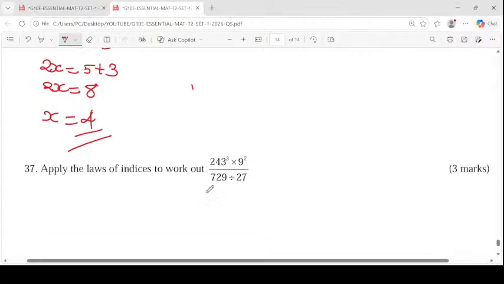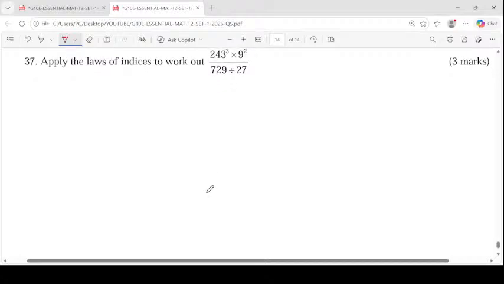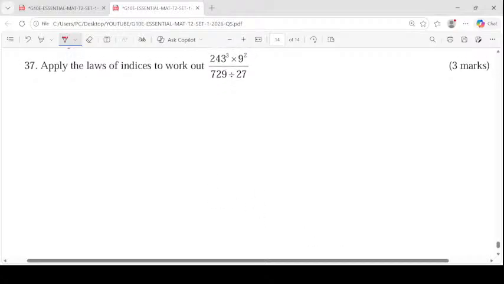Question 37. The last question of our discussion, ladies and gentlemen. Apply the laws of indices to work out 243 power 3 times 9 power 2 all over 729 divided by 27. Let me deal with the numerator first. 243 power 3 times 9 squared.